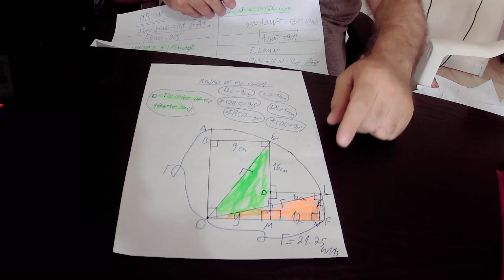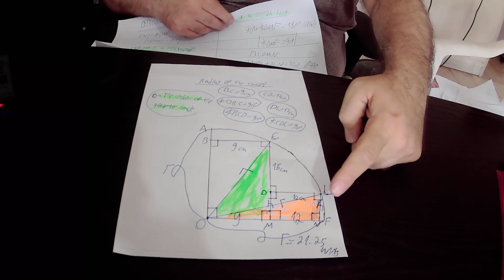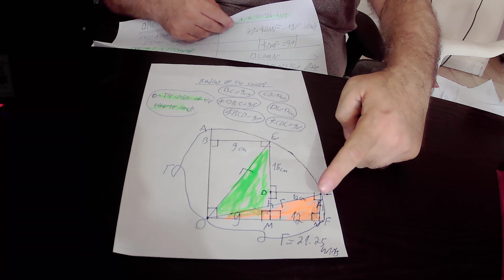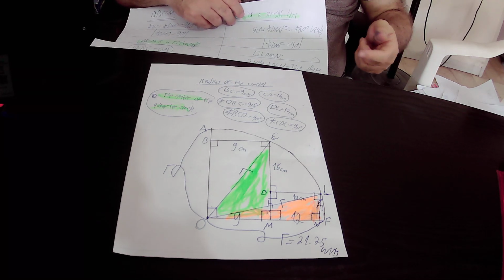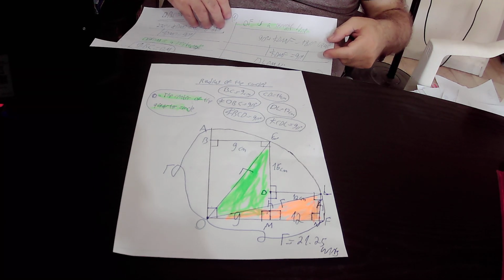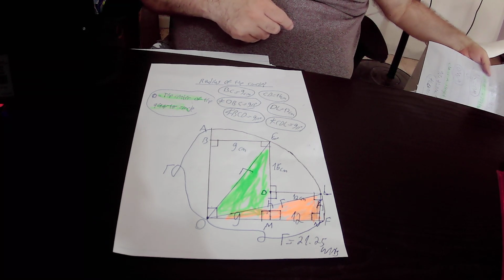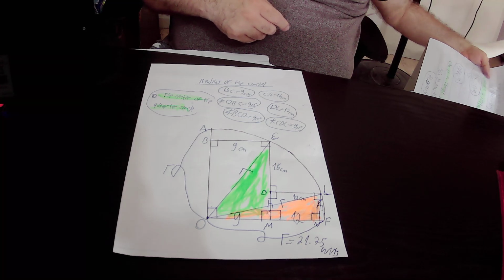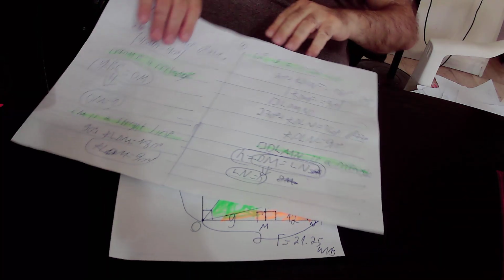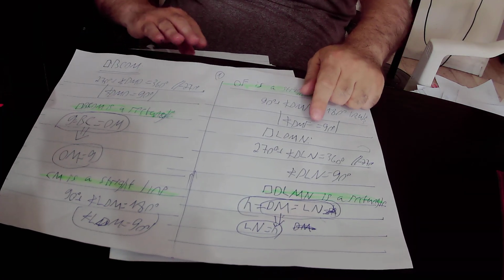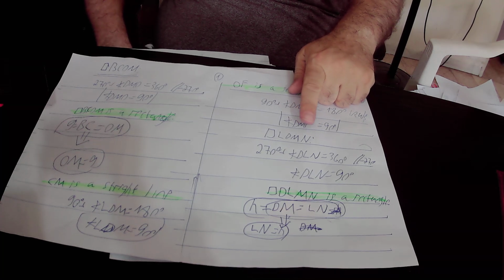Plus the size of the fourth angle, that is angle DLN. In total, the sum of those four angles must be equal to 360 degrees, according to the rule that the sum of the angles in any quadrilateral is equal to 360 degrees. Inside quadrilateral DLMN, the sum of the angles must be equal to 360 degrees.